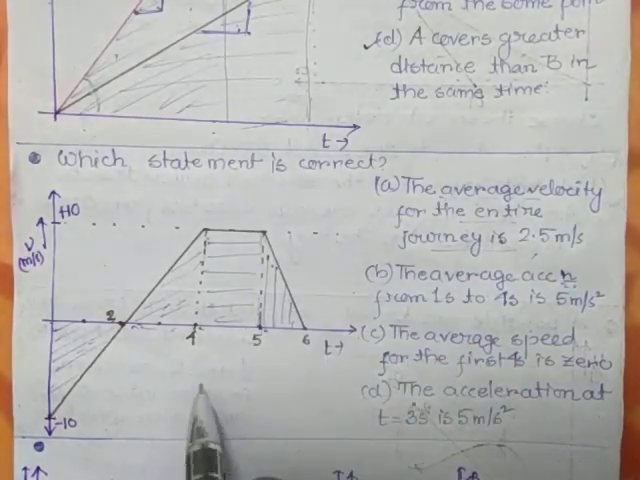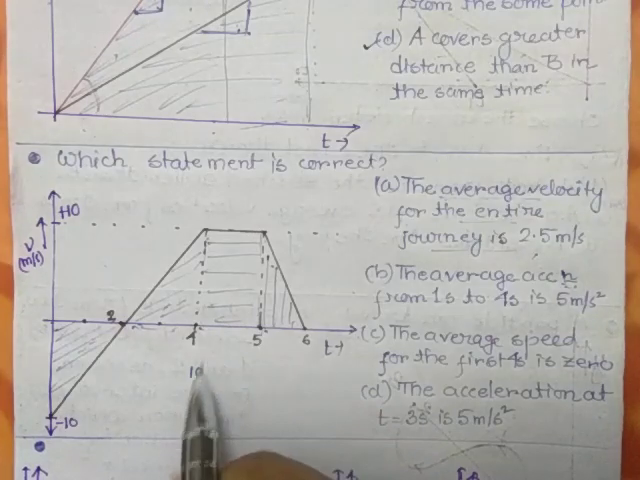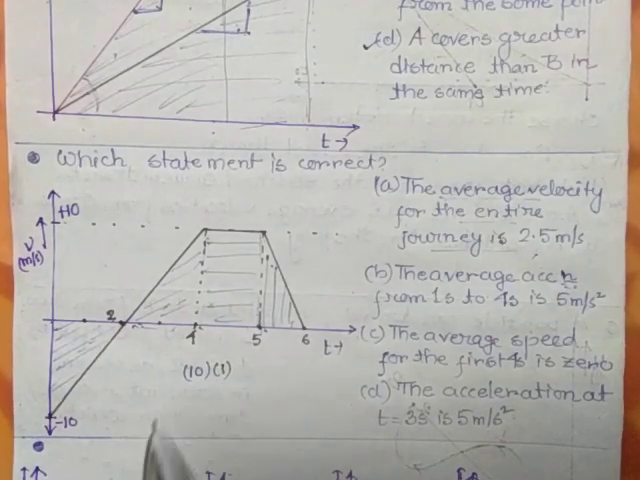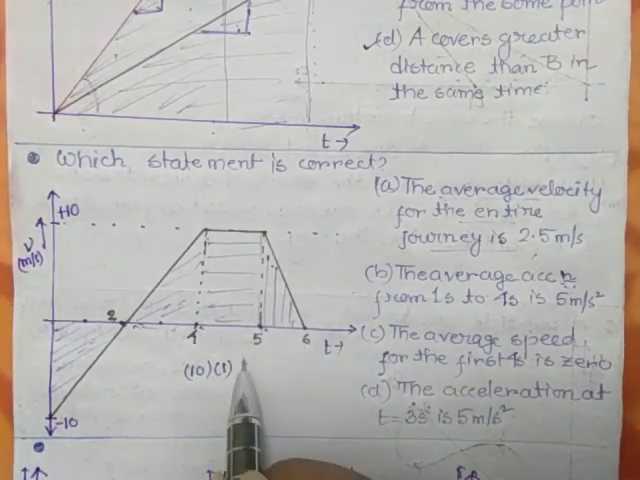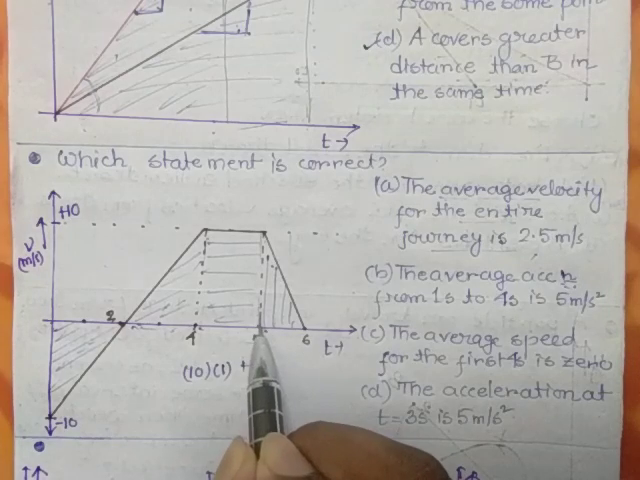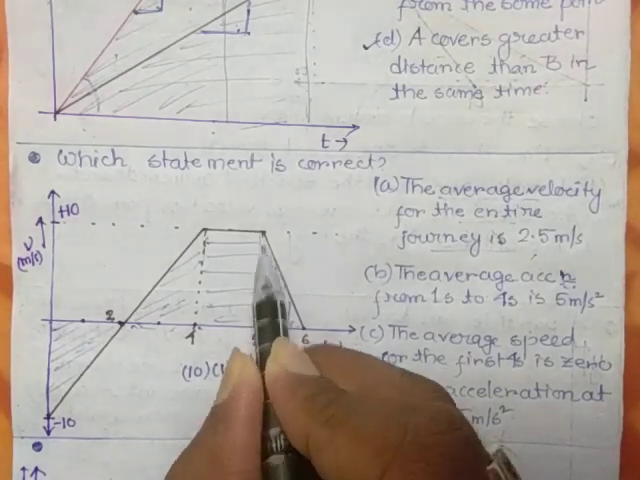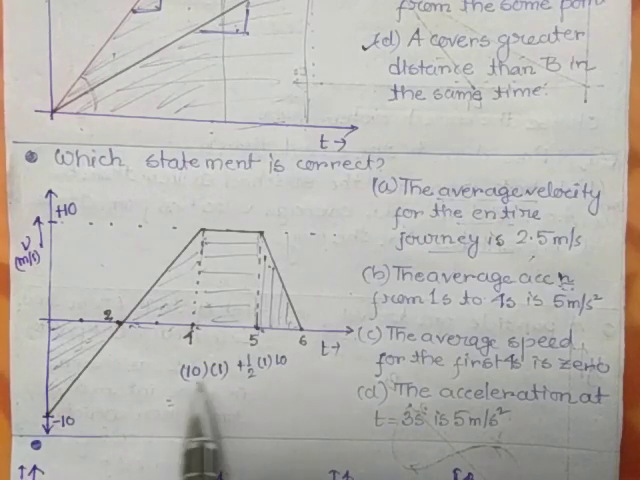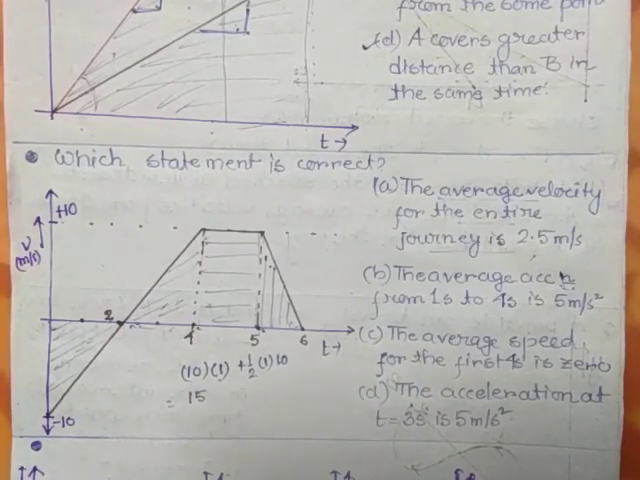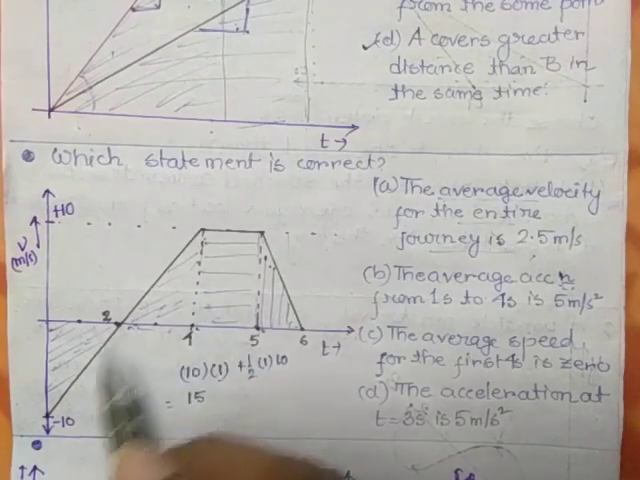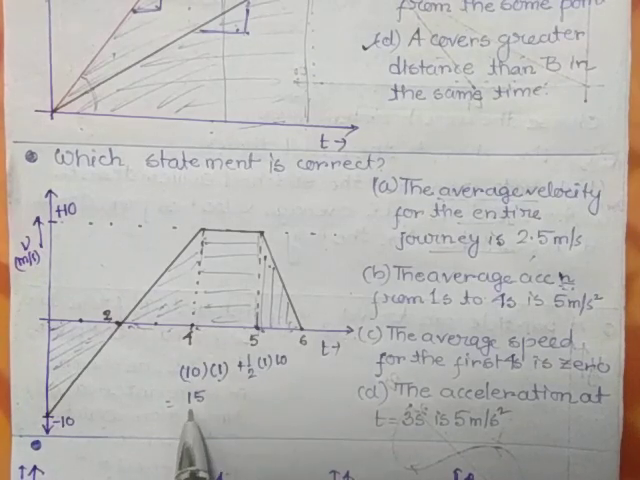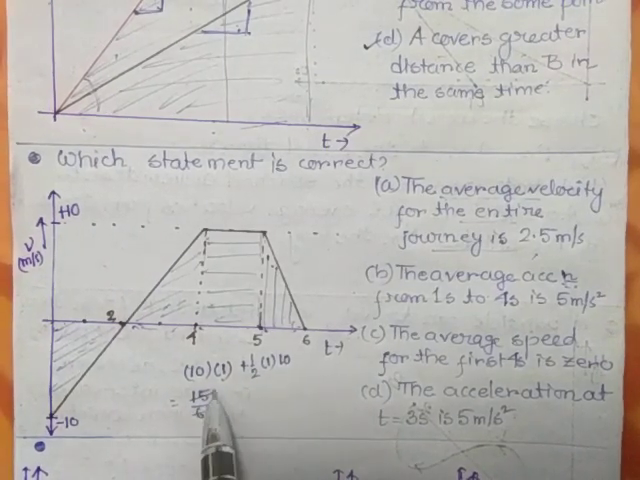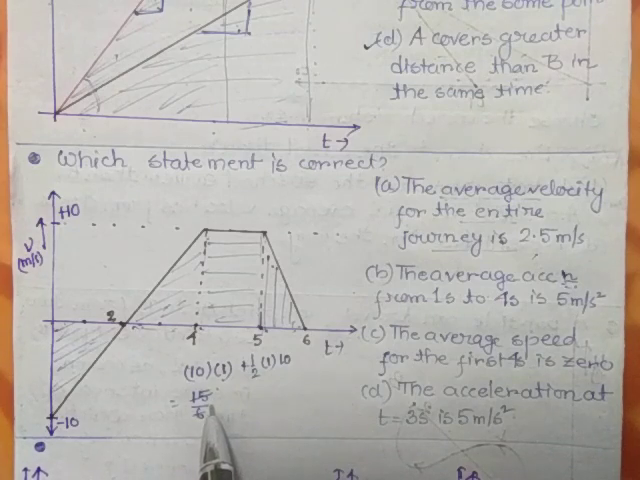So we can calculate the displacement for this section, that is 10 into 1, and here it is 1 by 2, the base is 1 and the height is 10. So it will be 10 plus 5, 15. 15 is the total displacement, and the total time, from here to here, is 6 seconds. So 15 by 6, if I calculate this, obviously it will not be 2.5.